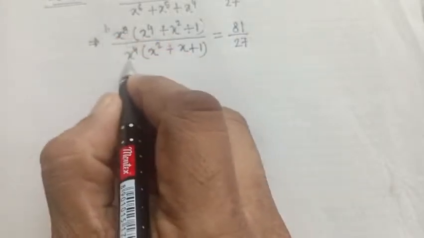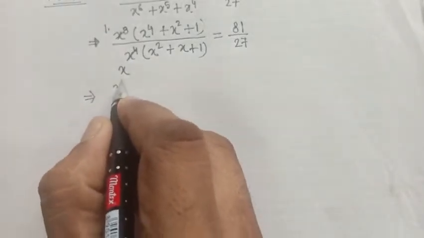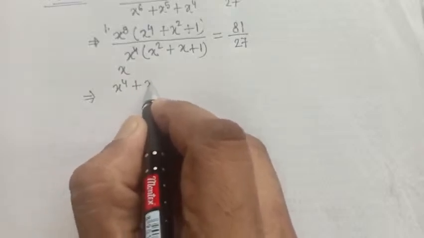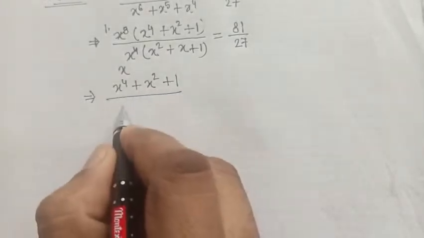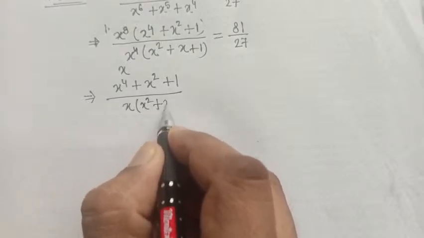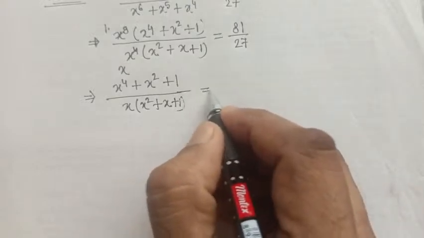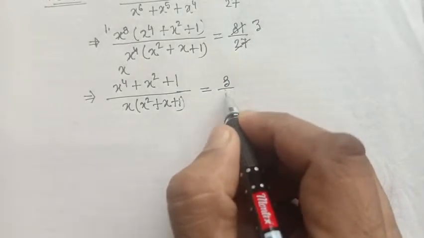Now here we cancel out by x cube, it will be 1 and it will be x. Then the rest part will be x to the power 4 plus x square plus 1 by x into x square plus x plus 1, and it will cancel out, so we can write here 3 by 1.